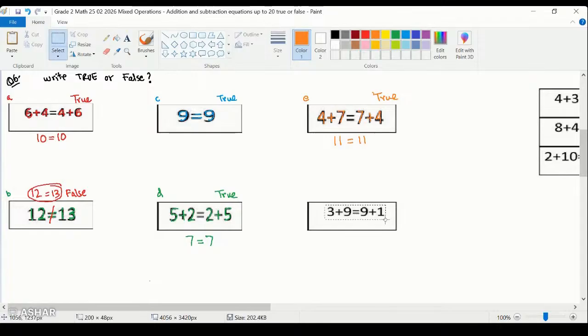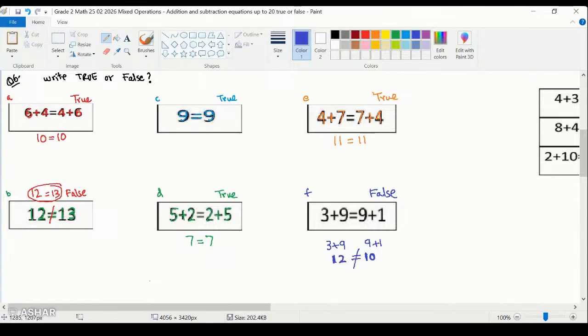And part F, what is 3 plus 9? 3 plus 9 was equals to 12, and 9 plus 1 was equals to 10. 12 is not equal to 10, right? So this statement is a false statement.